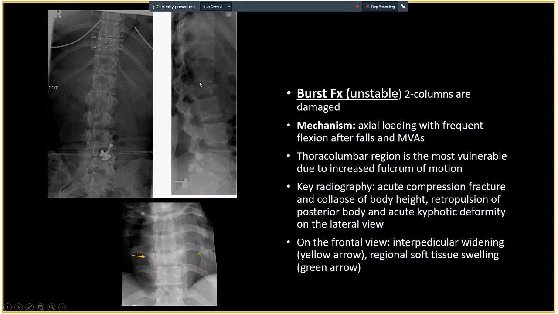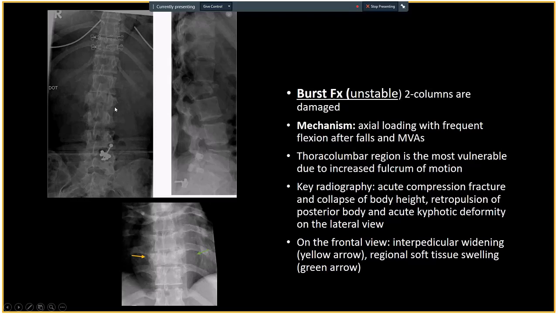Now that's considered to be a very unstable injury. As you can appreciate, it involves a two-column system, and posterior fragments of the vertebral body will retropulse back, and that can acutely narrow the spinal canal, leading to acute canal stenosis. In addition, there's significant soft tissue swelling, and another clue that we can observe on the frontal view is the sudden widening of the interpedicular distance. It can be observed on this image as well, at about the L2 level.